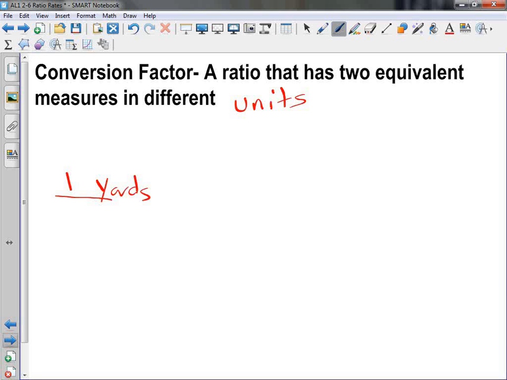Now, 1 yard. Now, we want to come up with a second one, right? We need two that are equivalent, all right? Noah, give me an equivalent distance as to 1 yard. We're using different units. Feet. How many feet?